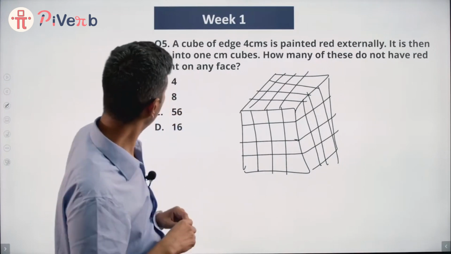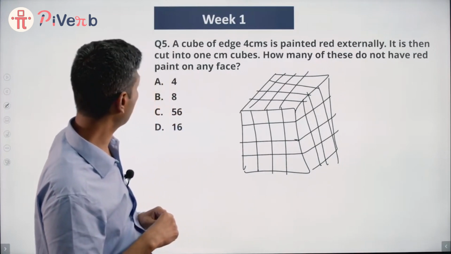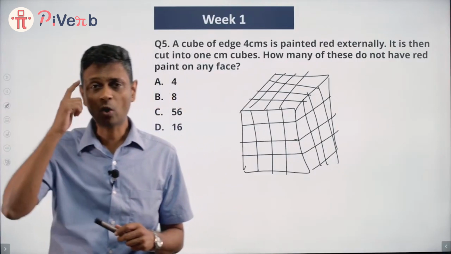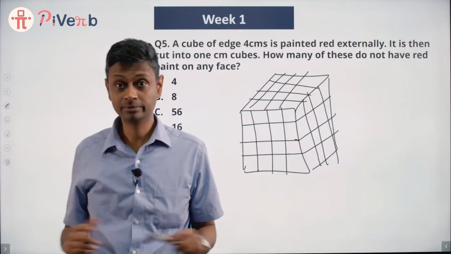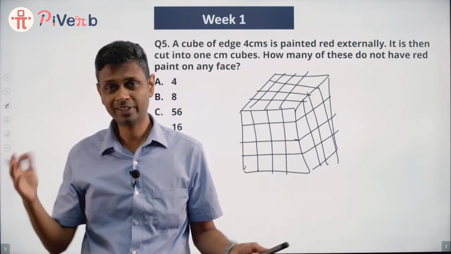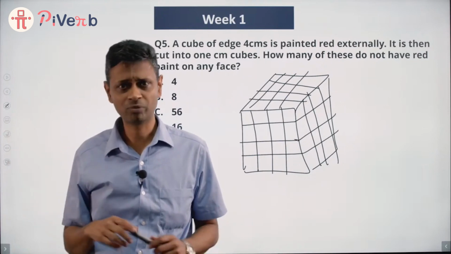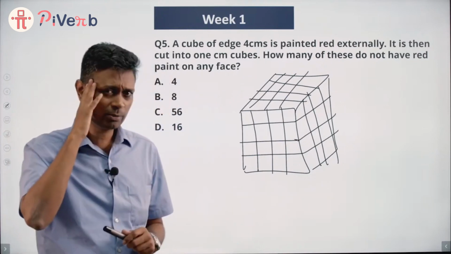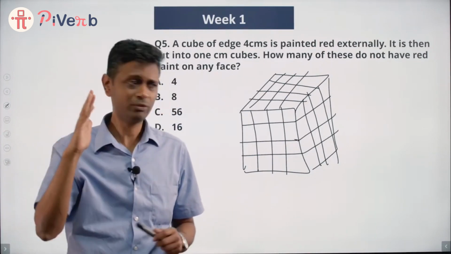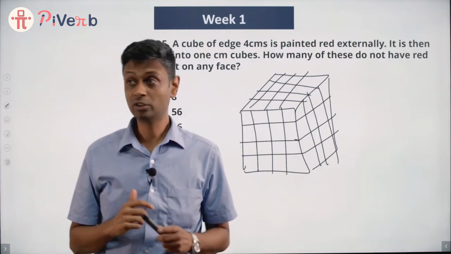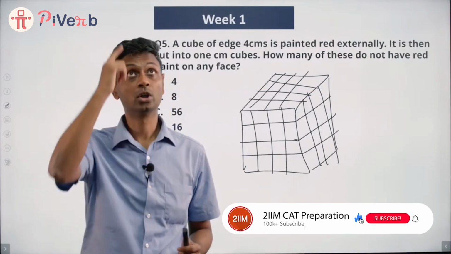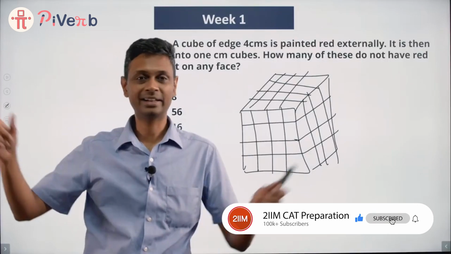How many do not have red paint on any face? You think about how many have red paint on any face. True. And we can subtract that from 64. We have the answer. So it's very tough to think about all 6 surfaces. For this Rubik's cube, there are 6 surfaces. The room you are in has 6 surfaces. Top and bottom, front and back, right and left.